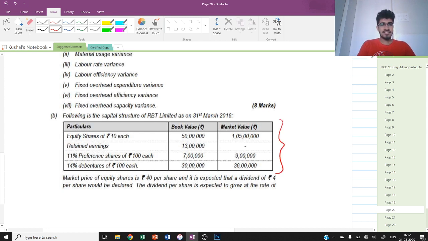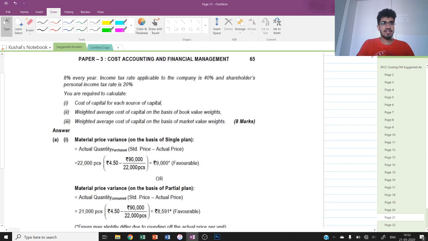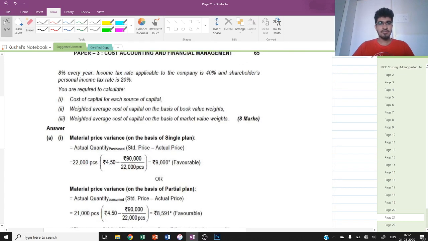Market price of equity shares is rupees 40 per share, and it is expected that a dividend of rupees 4 per share would be declared. The dividend per share is expected to grow at the rate of 8% every year. Income tax rate applicable to the company is 40% and shareholders' personal income tax rate is 20%. You are required to calculate the cost of capital.